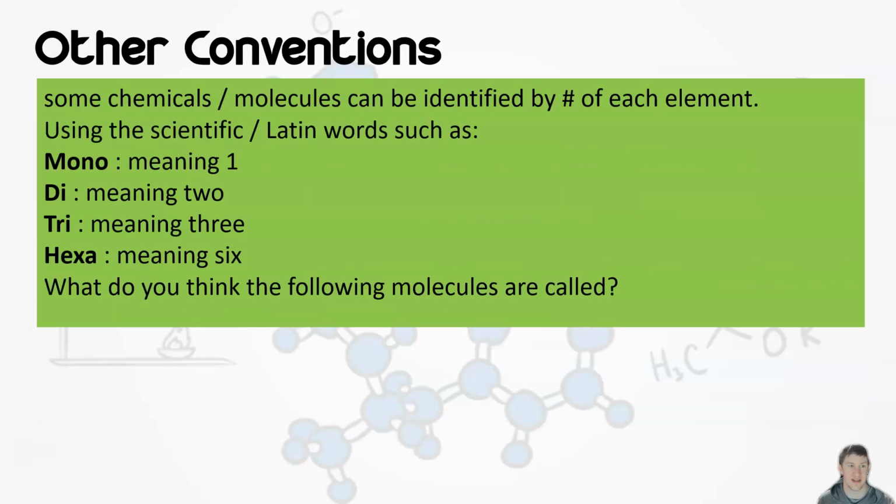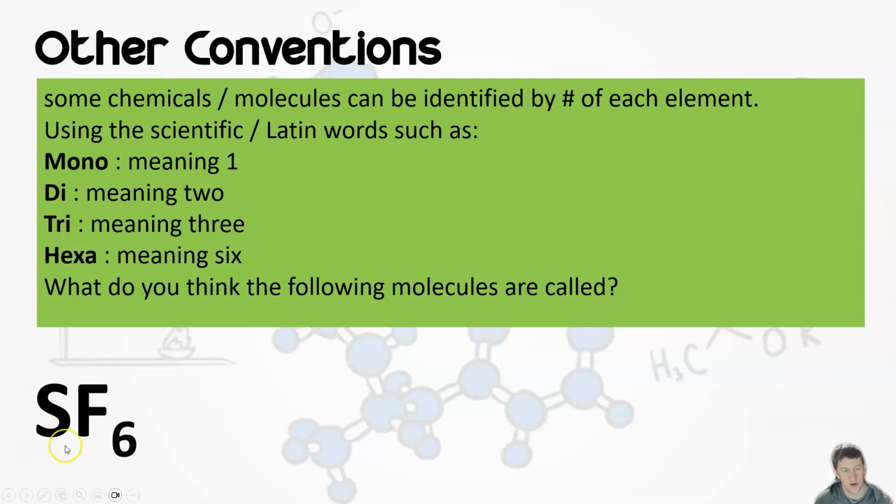Some of the other conventions. Chemicals, molecules can be identified by the number of each element using scientific or Latin words. So for example, we see the word mono, which means 1. Di means 2. Tri means 3. Hexa means 6, etc. So using some of these conventions, see if you can come up with what the following are called.